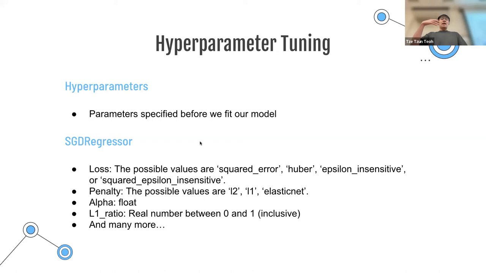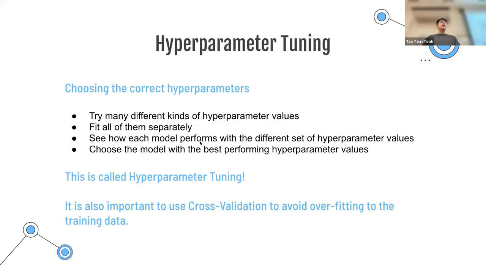So before I talk about what hyperparameter tuning is, I want to mention what hyperparameters are. Hyperparameters are just parameters that we specify in our linear regression model, or just any model that we're trying to fit. In the case of the SGD regressor function, there are many kinds of parameters that we can specify. If you look at the documentation of the SGD regressor function, you have parameters like loss function, the penalty term, the alpha parameter, and L1 ratio, and there's actually many more, which I won't go into too specifically today.